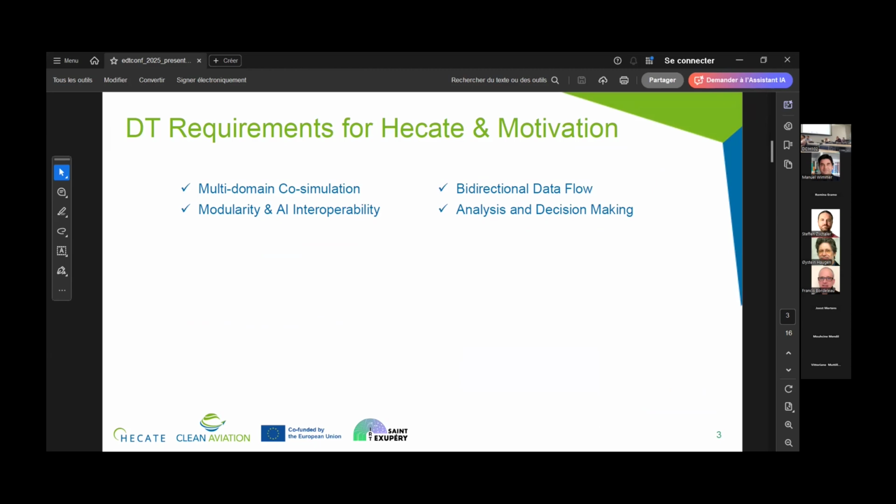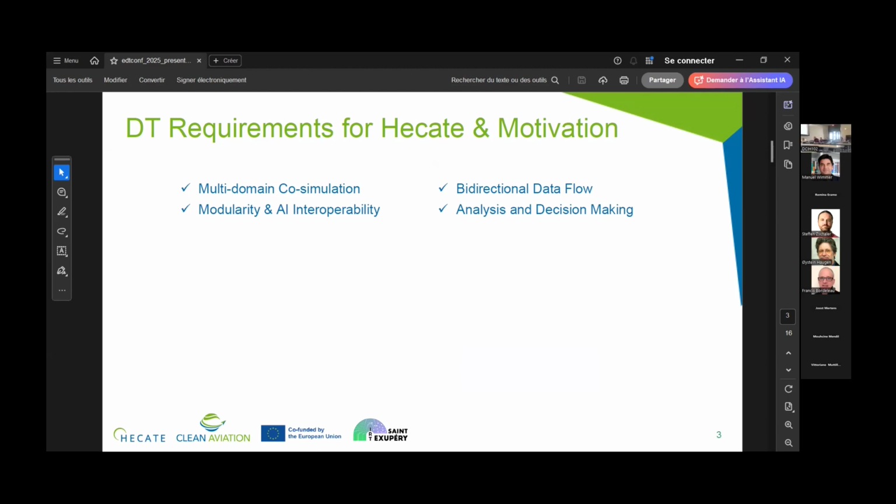The first one is multi-domain co-simulation. You're aware of it, but for Hecate, we have a very heterogeneous system, with different disciplines: thermal, mechanical, power, etc. The second one is bidirectional data flow. As I showed you, with this Copperbird, the integration bench, we were able to access actual measurements, and it's able to communicate with what would be the digital twin part.